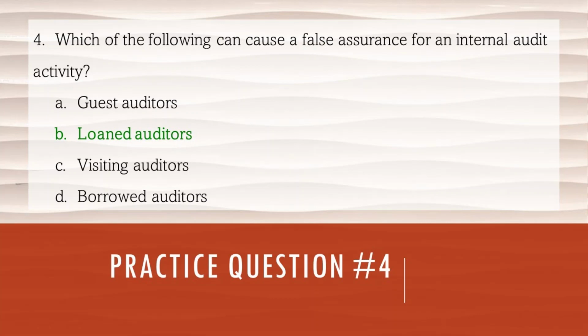In other words, you're a loaned auditor. We're borrowing you from another department that you already know about. So yeah, you should know that everything's okay. Nothing's going to be wrong. But no, we can't create that false assurance. We still have to be objective and independent of management. So that's why the answer here is B, loaned auditors.